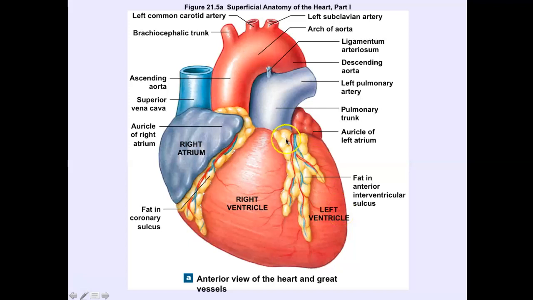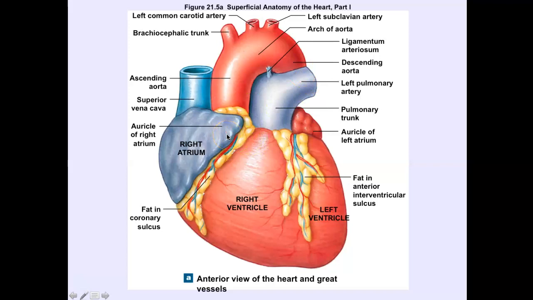Remember, we talked about how the right side of the heart, the right atrium and the right ventricle, are going to fill with and circulate the deoxygenated blood. And then the left side of the heart will receive and circulate the oxygen-rich or oxygenated blood, okay?